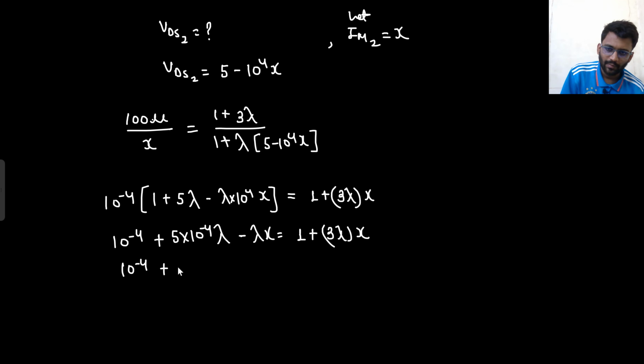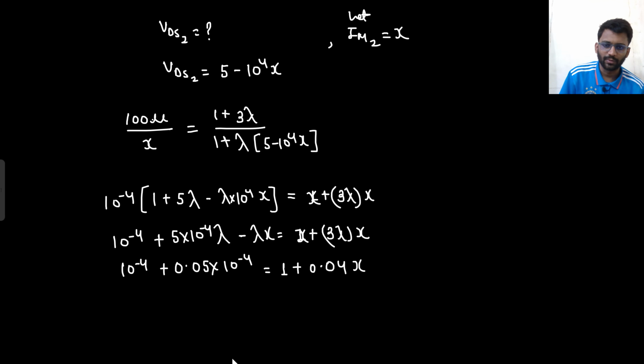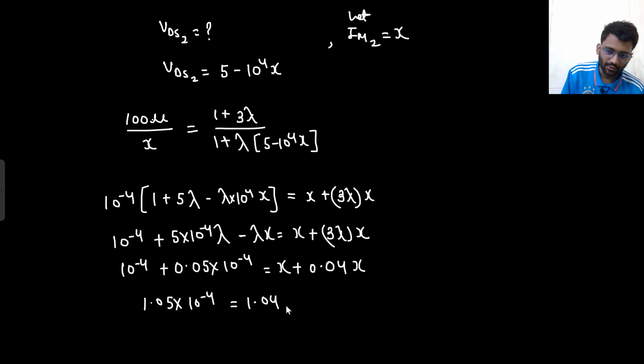If I put the value of lambda now, what would that be? 10 to the power minus 4 plus 0.05 into 10 to the power minus 4, because I am multiplying it with 0.1, and here lambda x would come, it would be 4 lambda x, 0.04x, right? And it would be x here as well, x plus 3 lambda x. There was plenty of error in the calculation. So 1.05 into 10 to the power minus 4 would be equal to 1.04x. So the value of x is coming out to be 1.05 into 10 to the power minus 4 divided by 1.04.